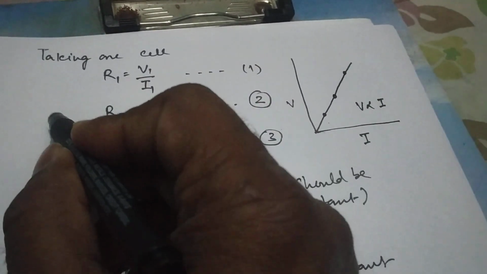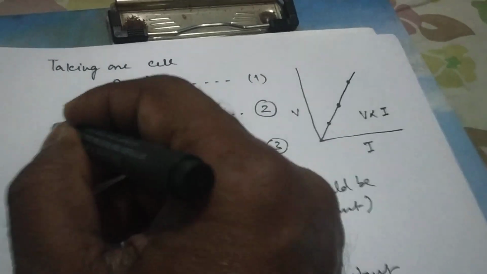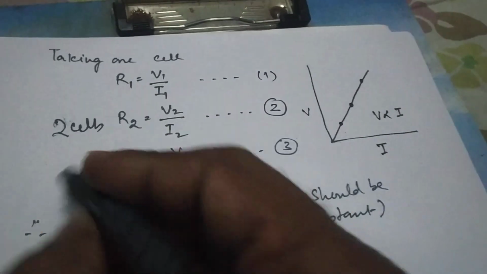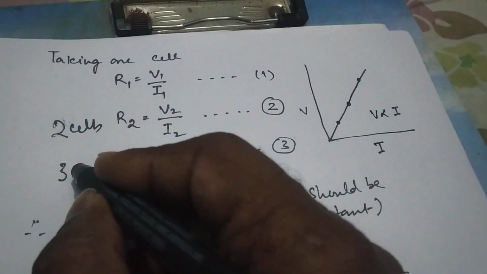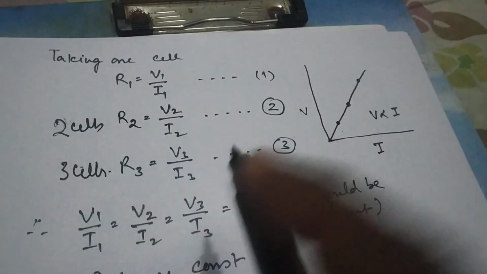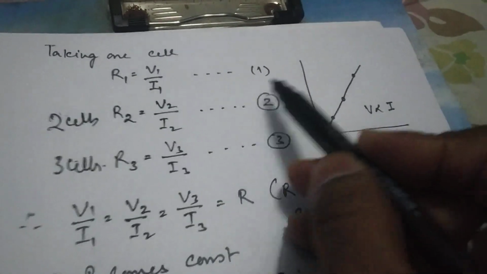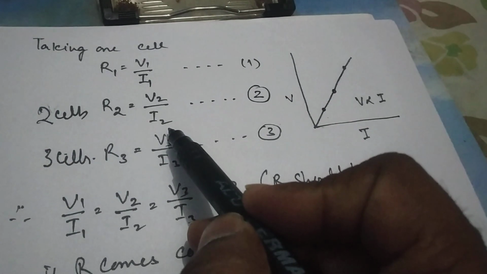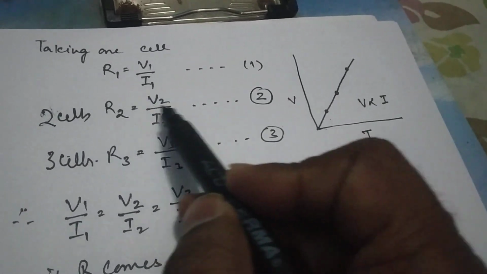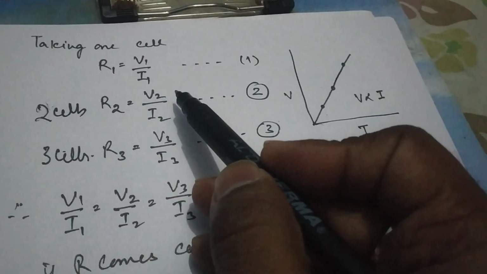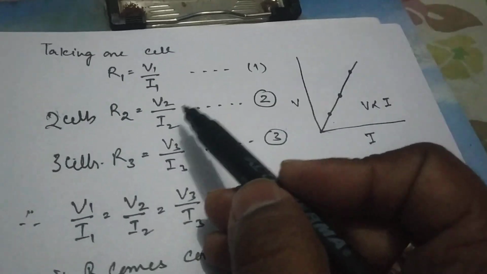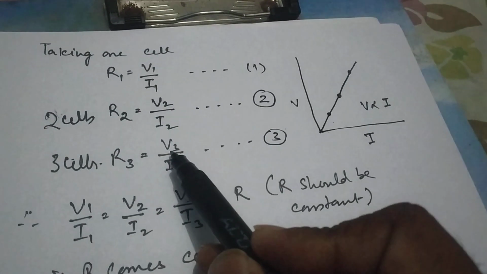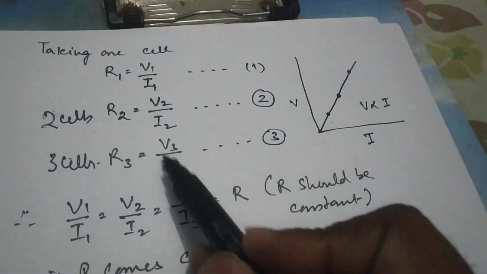Now if you are taking 2 cells, then the value comes R2. If you are allowing 2 cells, R2 is V2 upon I2, and the ratio has to be calculated like this. So for 2 cells, for example, if it is 2 volt for 1 cell, how many cells are you taking? 2, so it will become 4 volt. Here it becomes 2 into 3, 6 volts.